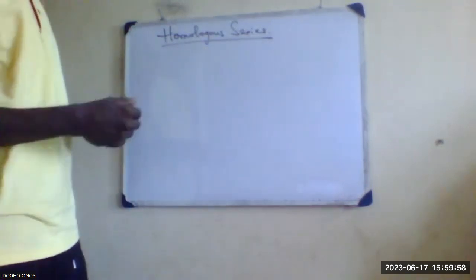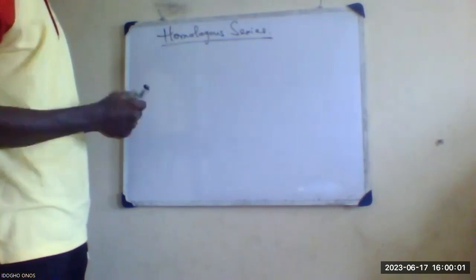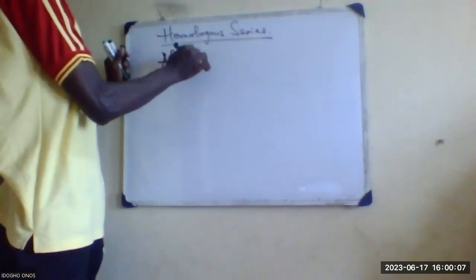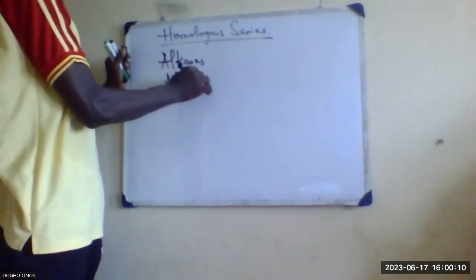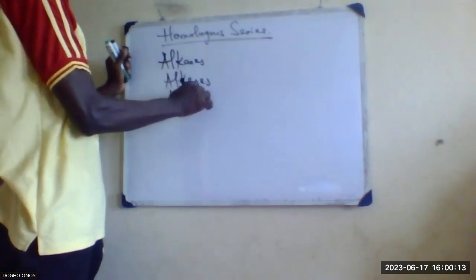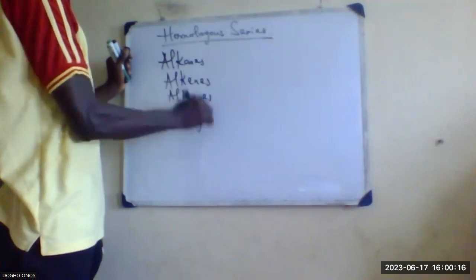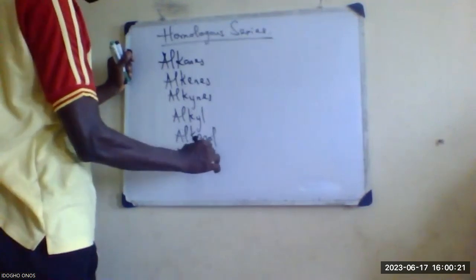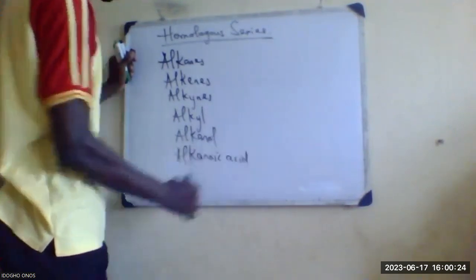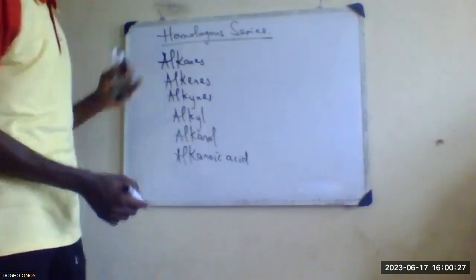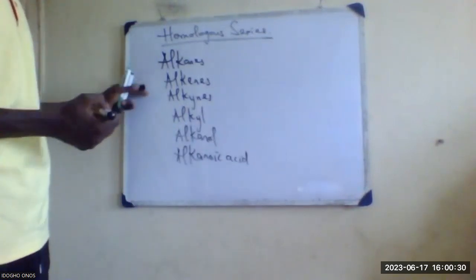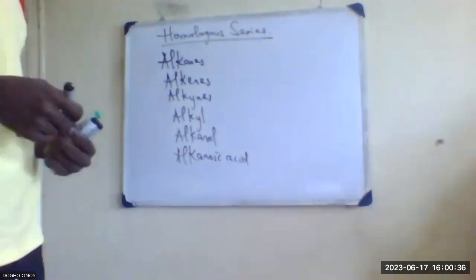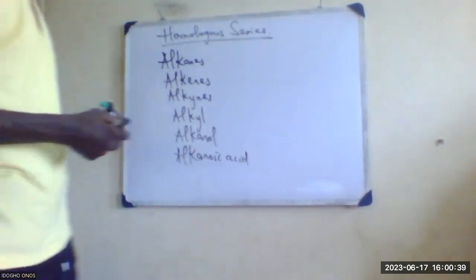Then it is also important to know, because we said it is a family of organic compounds, that we have examples of homologous series such as your alkanes, alkenes, alkynes, alkyls, alkanols, alkanoic acids, or say carboxylic acids. Other examples also, we have the aldehydes. But these are common examples under homologous series.